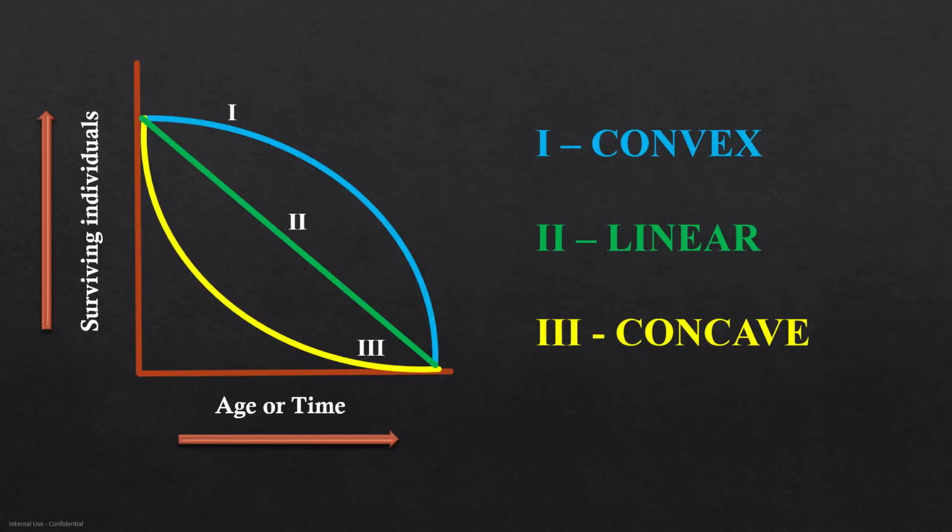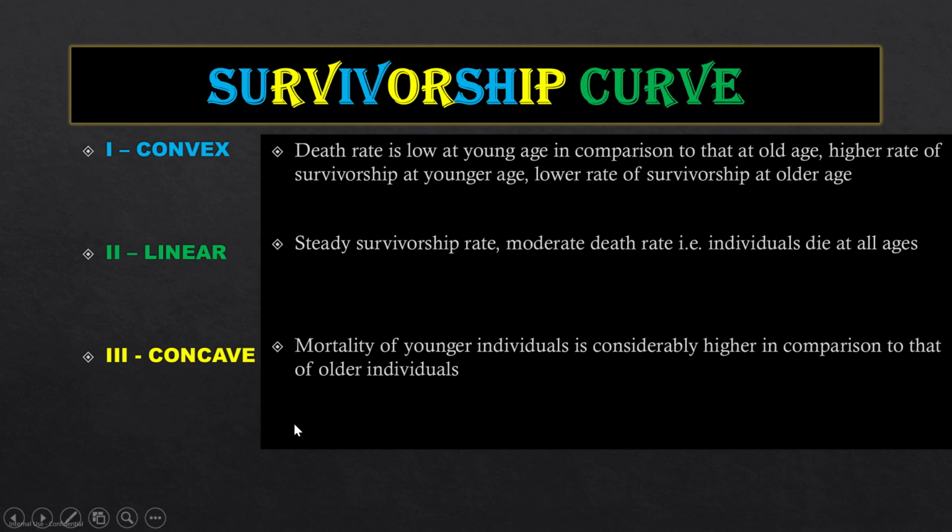So first we'll come to convex curve. This blue one is curve number 1, or convex curve. In this y-axis we have the surviving individuals, and on the x-axis we have age or time. So let's see what this convex curve is telling us. The death rate is low at young age in comparison to that at old age. Higher rate of survivorship at younger age.